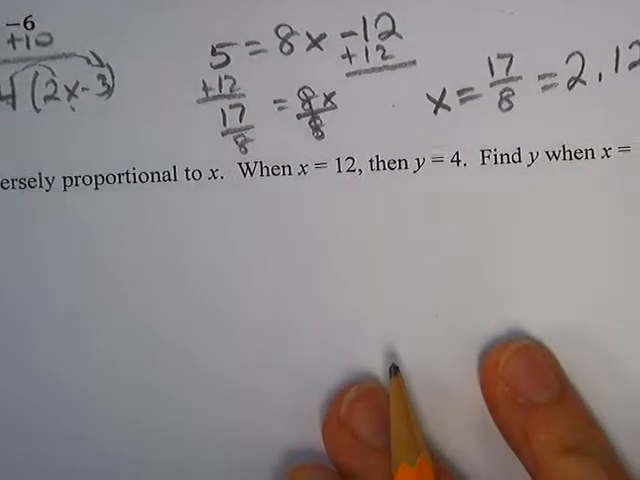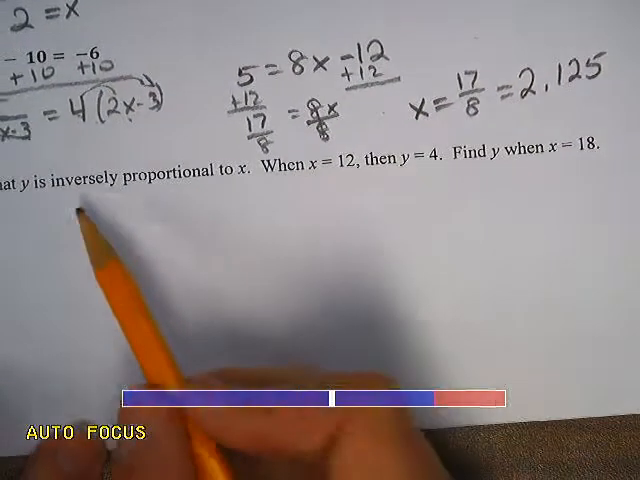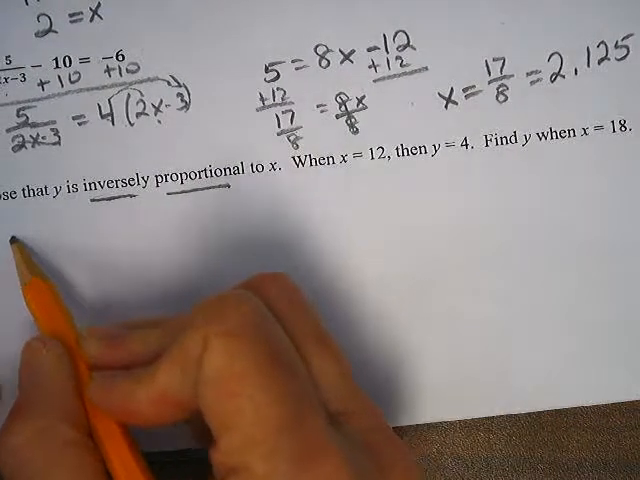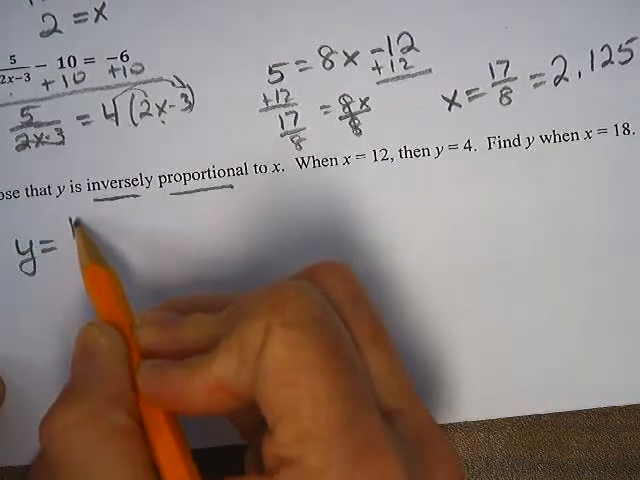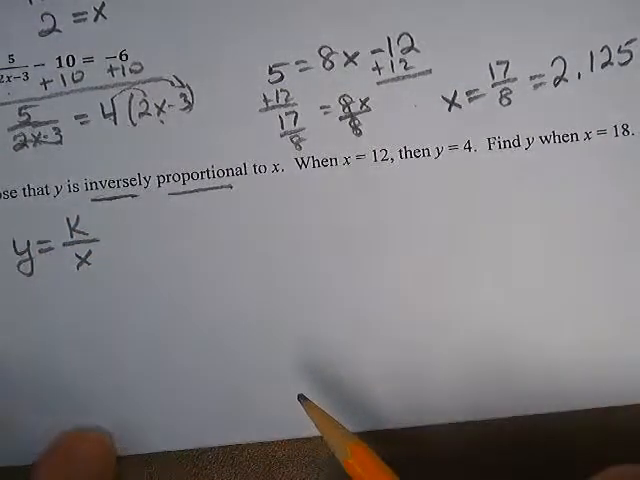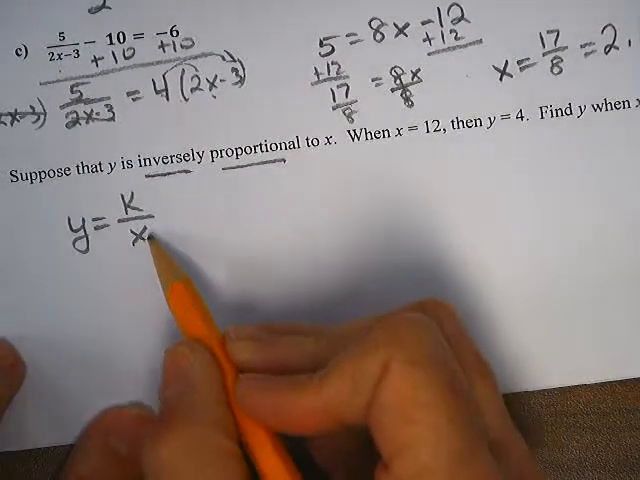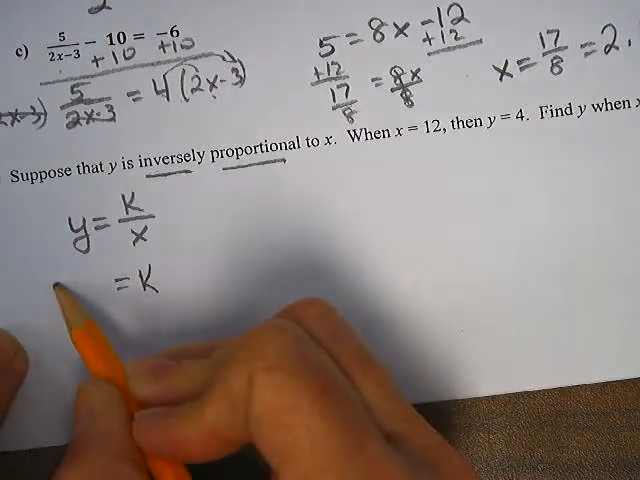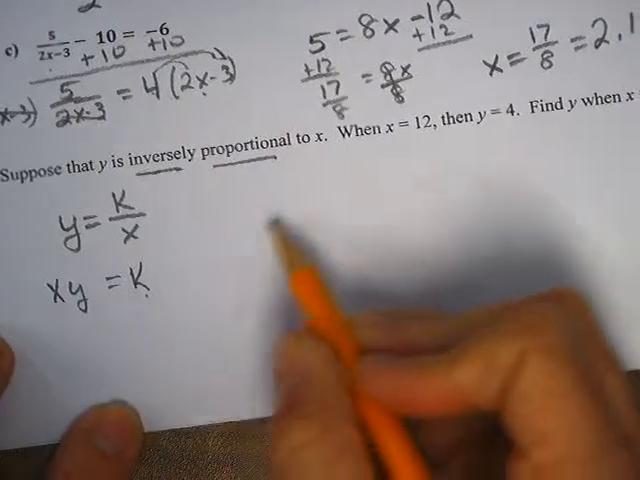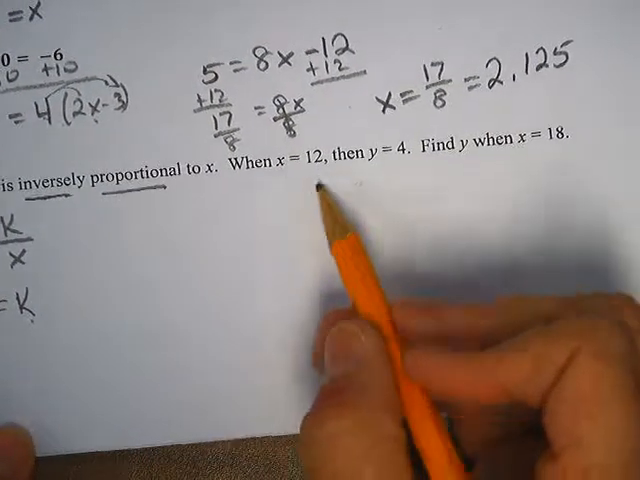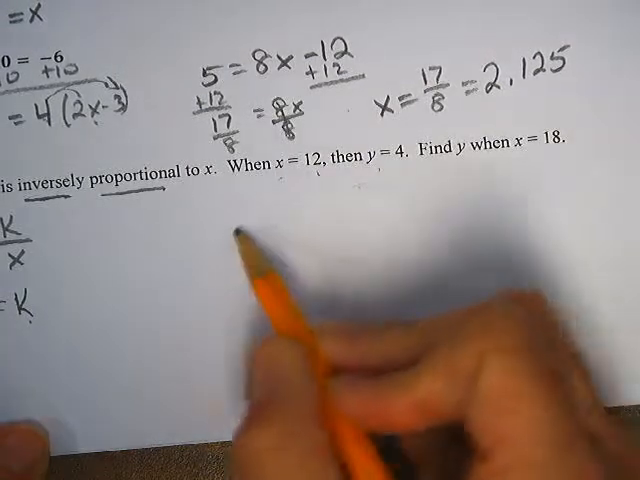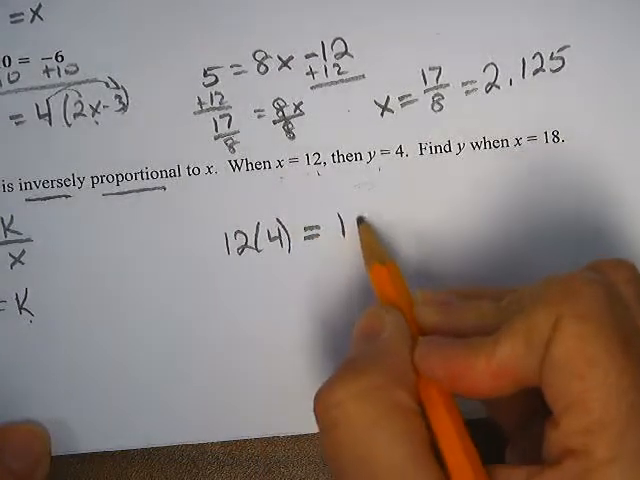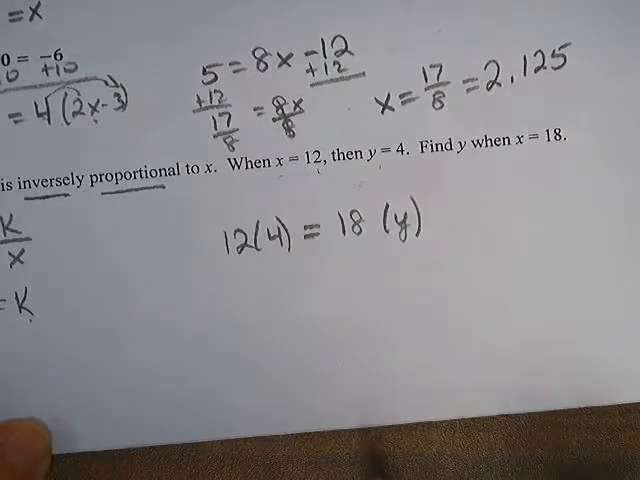Okay, in problem 11, we're told that these numbers are inversely proportional. So this tells us we'll be using the generic equation of y equals our constant divided by x. If I were to solve this for my constant, multiplying both sides by x, I would get x times y equals k. So looking at my numbers here, if x equals 12, y equals 4, so 12 times 4 will equal 18 times the new y.